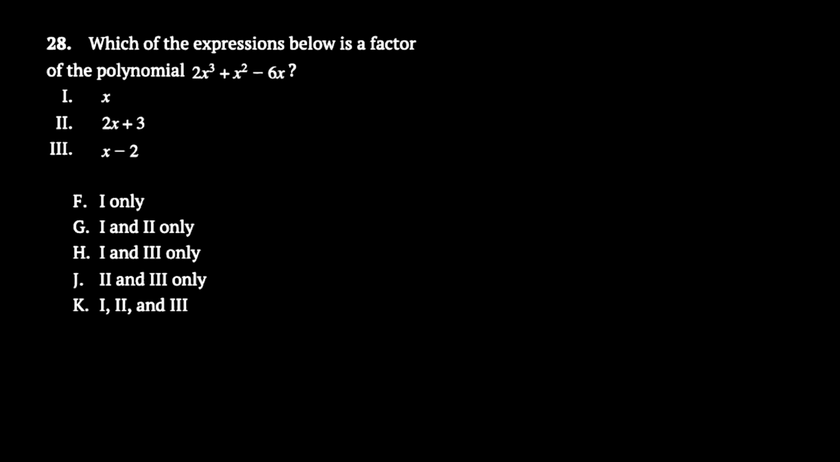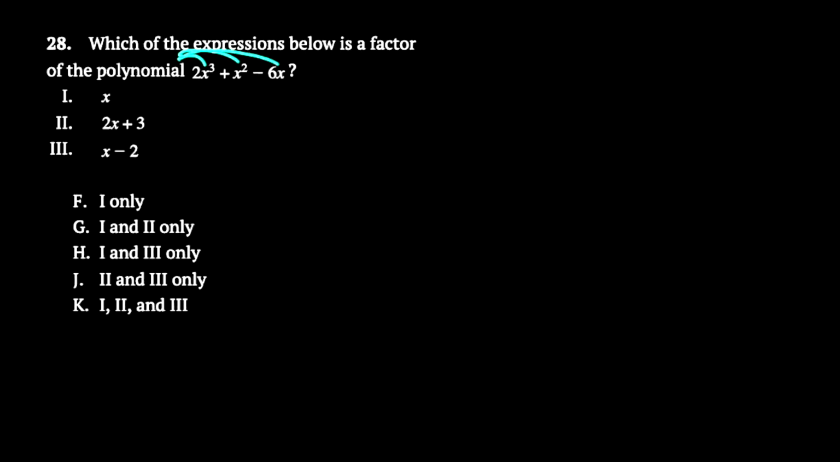Number 28 says, which of the expressions below is a factor of the polynomial 2x cubed plus x squared minus 6x? So I included this problem because it kind of relies on factoring, which is something we talk about when we talk about quadratics. But I will say that this polynomial is actually a cubic, right? It's to the third degree. But it's asking us to factor it, and if you look at these three terms, they each have an x in it, right? So I could factor an x out of all of those three terms, right?